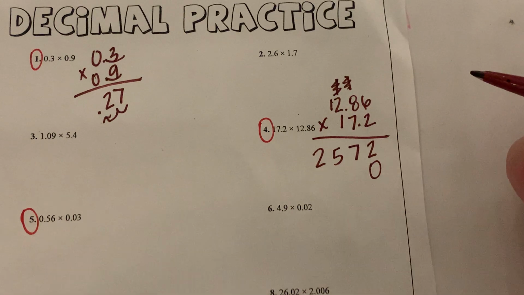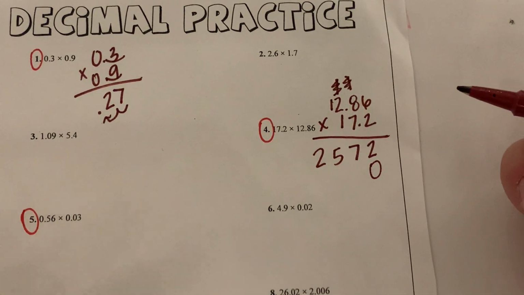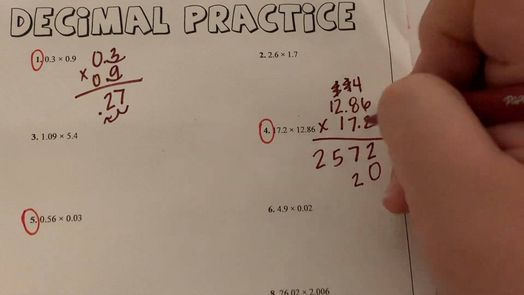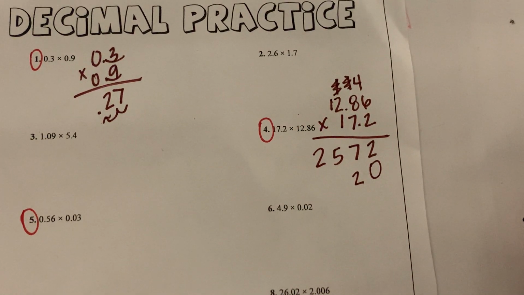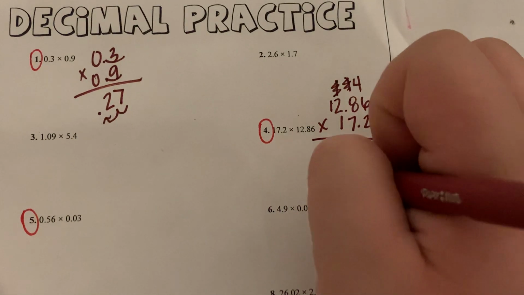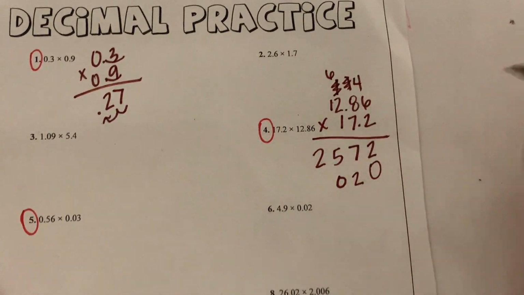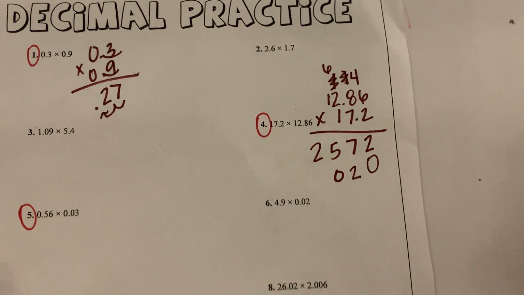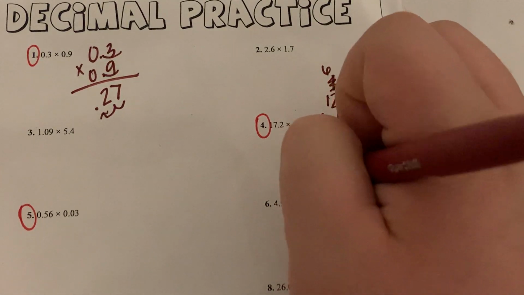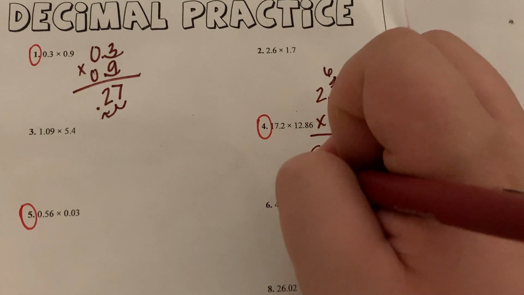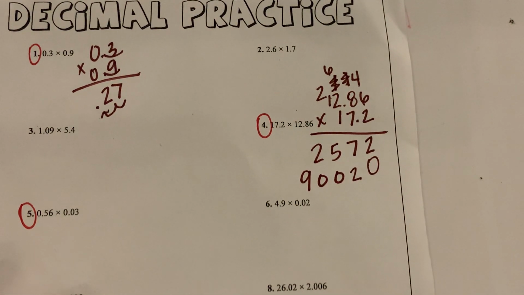7 times 6 is what? 42. 7 times 8 is 56. Plus 4 is 60. 7 times 2 is 14. Plus 6 makes 20. 7 times 1 is 7. Plus 2 is 9.